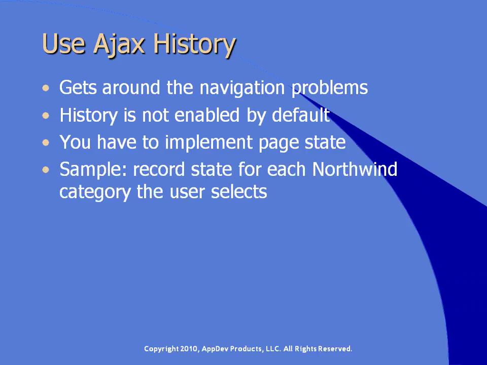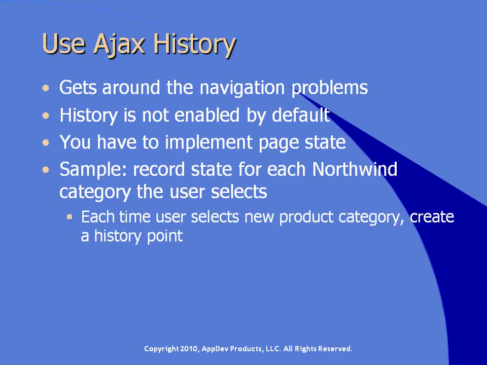It's fairly easy to decide how to use the history for the sample application, because the display of the page is directly tied to the category ID that the user selects from the drop-down list box. Each time the user selects a new product category, that page state should become a history point. A history point is a saved state that you can navigate back to. Implementing history requires changes to the page and some code. So let's see how we can change that products page in order to implement AJAX history.